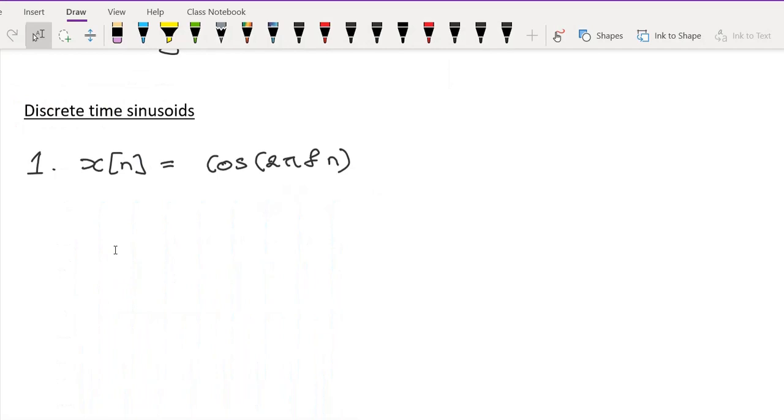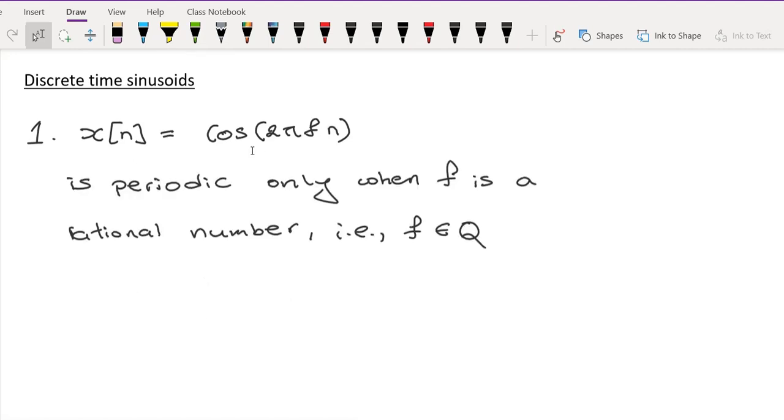Now let's talk about discrete time sinusoidal signals and see if and how they're different. So a discrete sinusoid, x of n, is cosine 2 pi f n. Note that I am ignoring the theta here because even if there's theta, the properties will be the same. In the discrete case, this sinusoid will be periodic only when f is a rational number. Note that this is in contrast with continuous time signals, where continuous time sinusoids are periodic for every frequency.